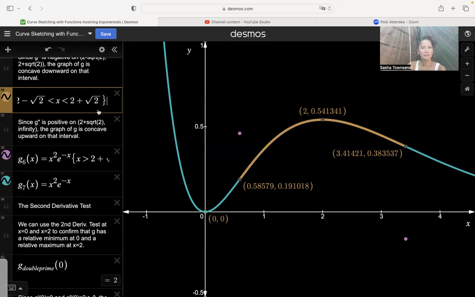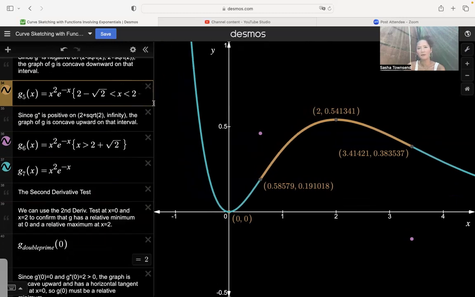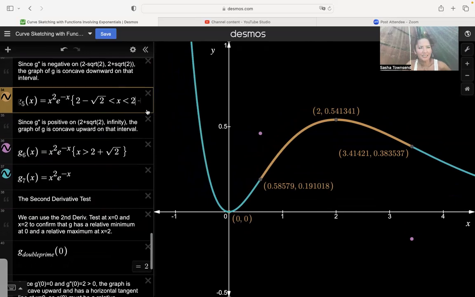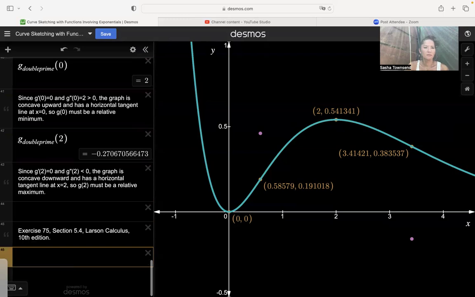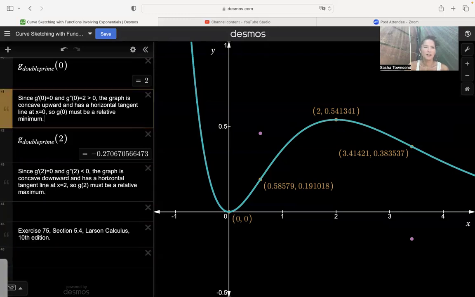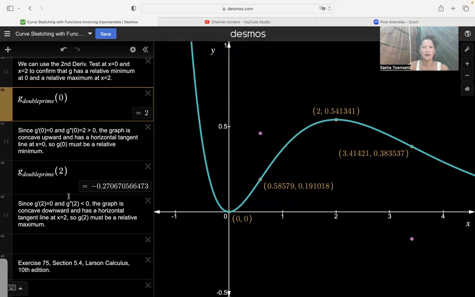Now I graphed the original function a number of times as well on the various intervals to emphasize where it was concave upward and concave downward. When I highlight this g sub 5, we see that the original function, which is the teal part here, is concave upward until we get to this 2 minus root 2. And then from 2 minus root 2 to 2 plus root 2, the graph is concave downward. And then from 2 plus root 2 to infinity, the graph is concave upward.